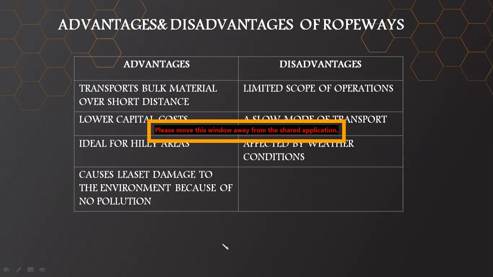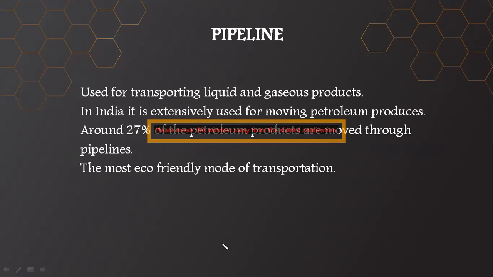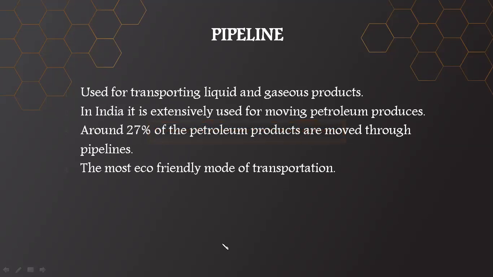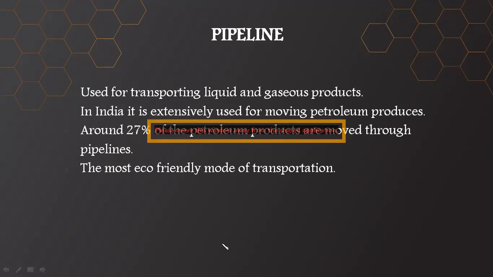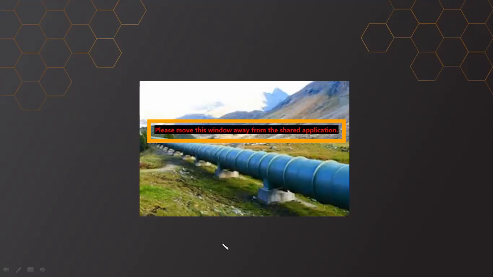Disadvantage is that we cannot use it everywhere. There is limited scope of operation. It is slow, and it is affected by weather conditions. Then comes pipeline. Pipeline is useful only for moving liquid and gaseous products. It is extensively used in our country for moving petroleum products. Around 27% of the petroleum products are moved using pipelines, and this is the most eco-friendly mode of transportation. It doesn't create any pollution at all.